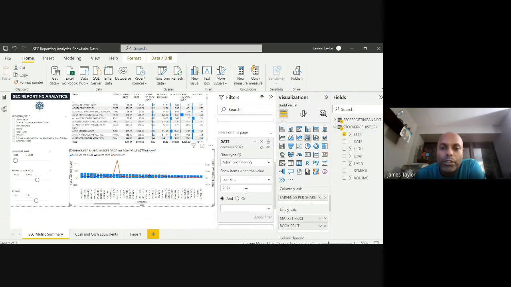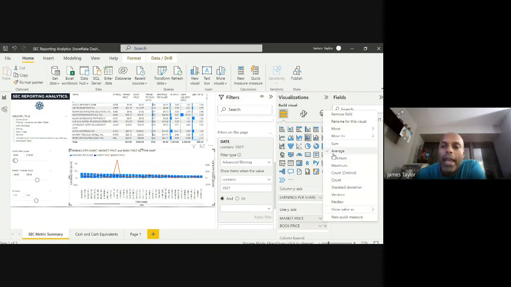I'm using the close for the date within the stock price history, because I have multiple years and days, this is a daily stock price history. So I want to average all of that out across the entire 2021 period. Therefore, my metric that you're seeing here for market price in both of these graphs, the matrix up top as well as the graph below, is using an average market price across all of 2021.